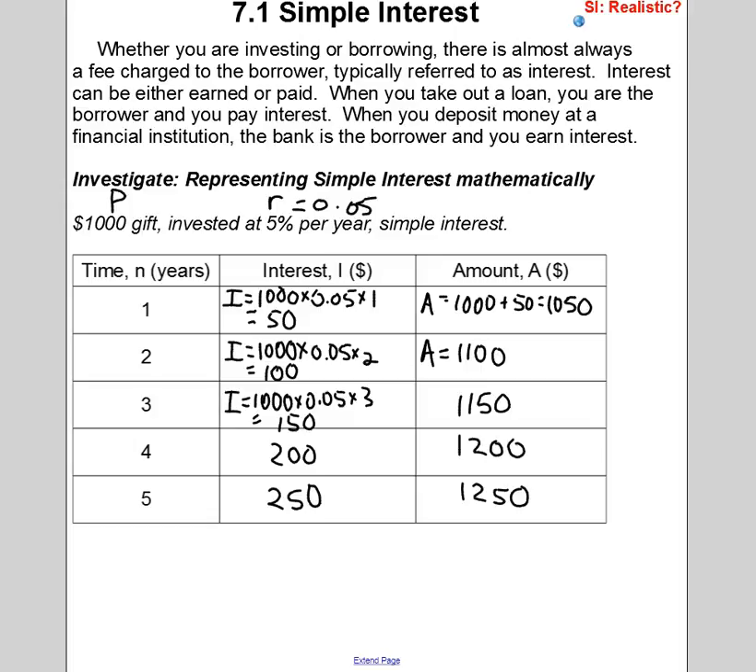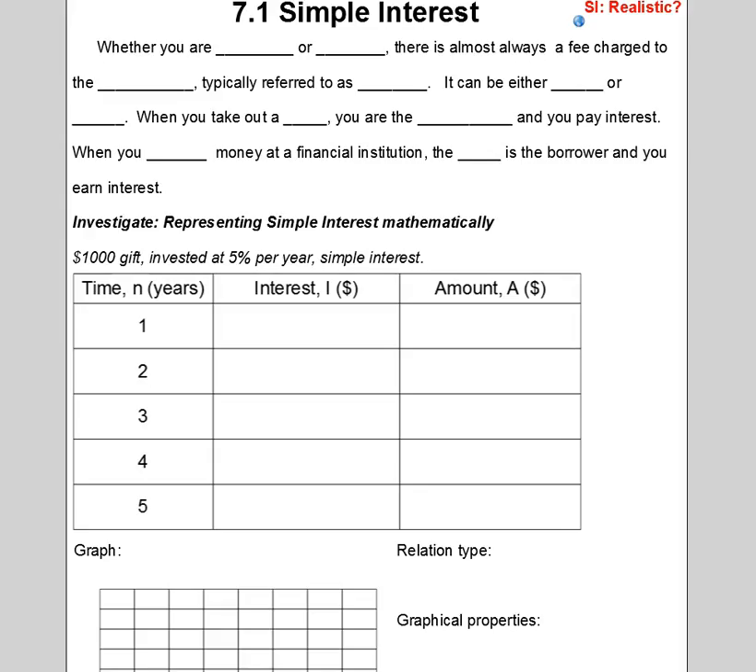So here we're going to look at the two different ways of representing the information besides numerically. We can go to algebraic form, and we can also go to a graphical form. So in your handout, you should have filled in at this point the introductory paragraph.